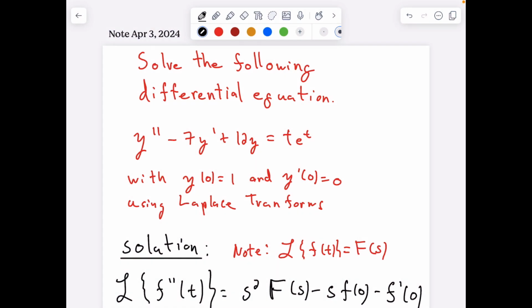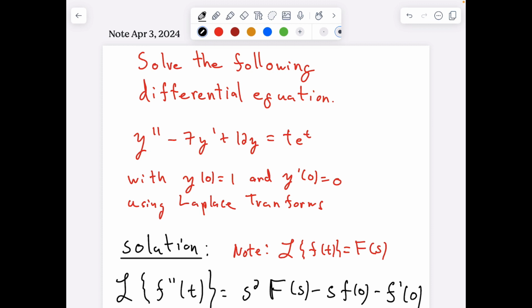Hello everyone. So we have the following differential equation question. We have solved the following differential equation: y double prime minus 7y prime plus 12y equals t e to the t, with y of 0 equals 1, y prime of 0 equals 0, and we're going to be using Laplace transform. So please note that you could use other methods like undetermined coefficients, variation of parameters, etc.